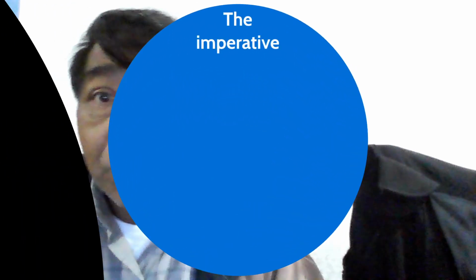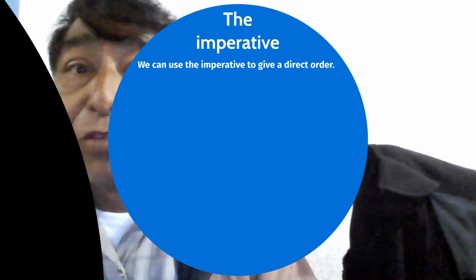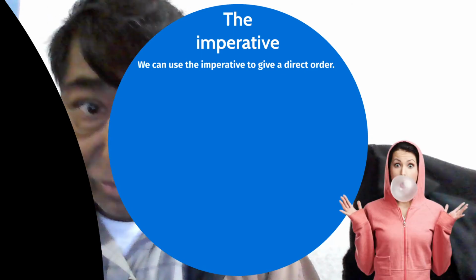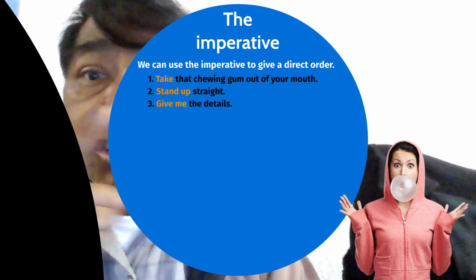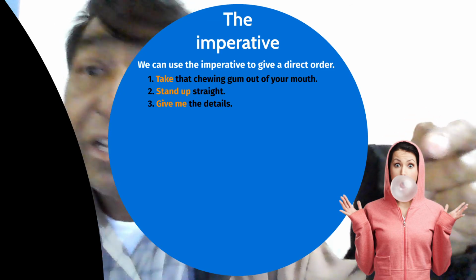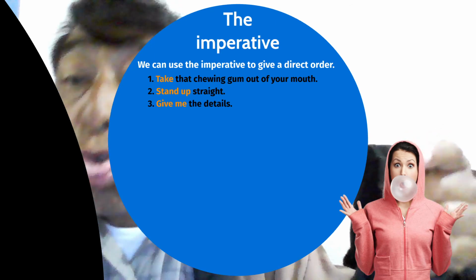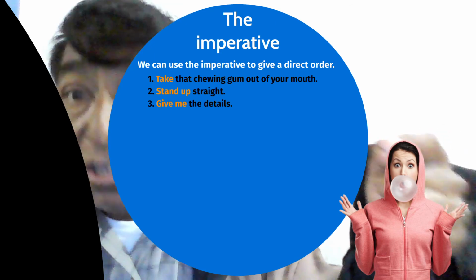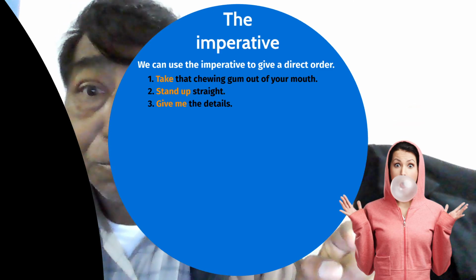So here we have some advice using the imperative. We can use the imperative to give a direct order. For instance, take that chewing gum out of your mouth. This woman is chewing gum. She's blowing the chewing gum. So take that chewing gum out of your mouth.